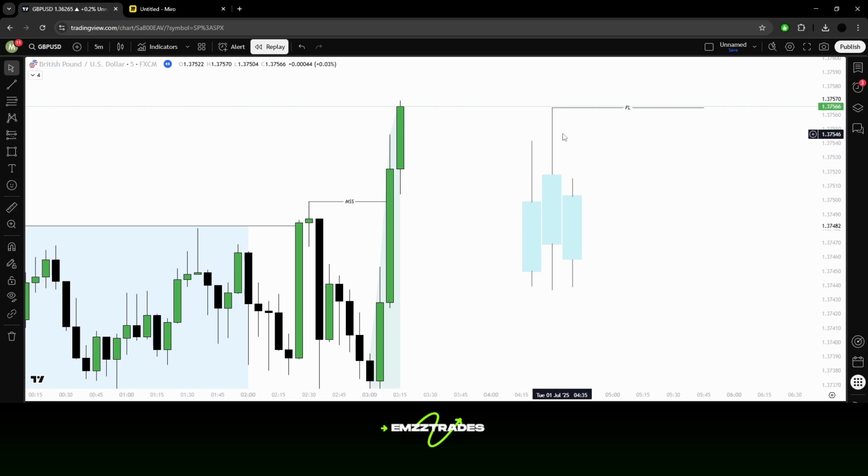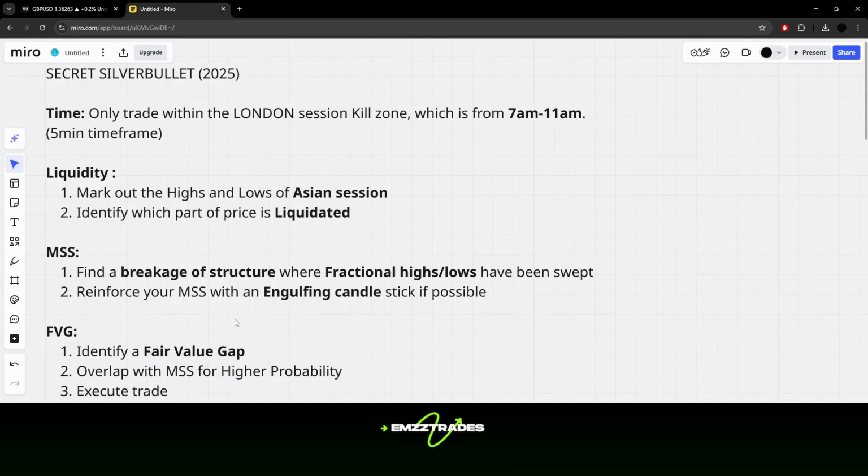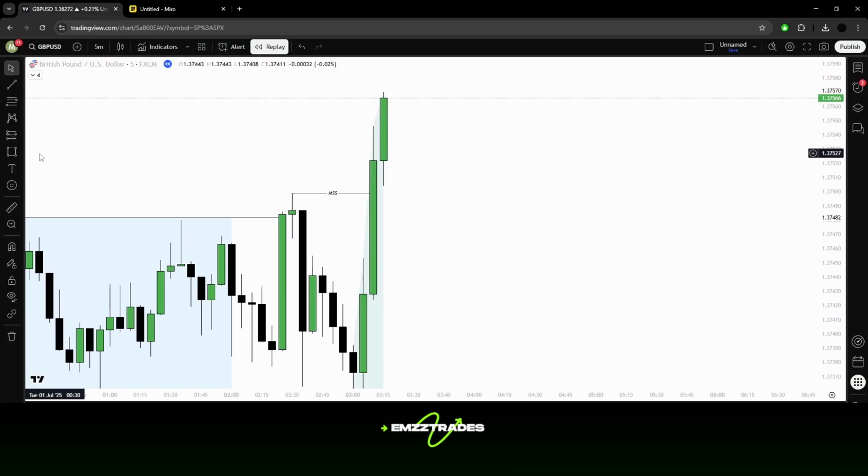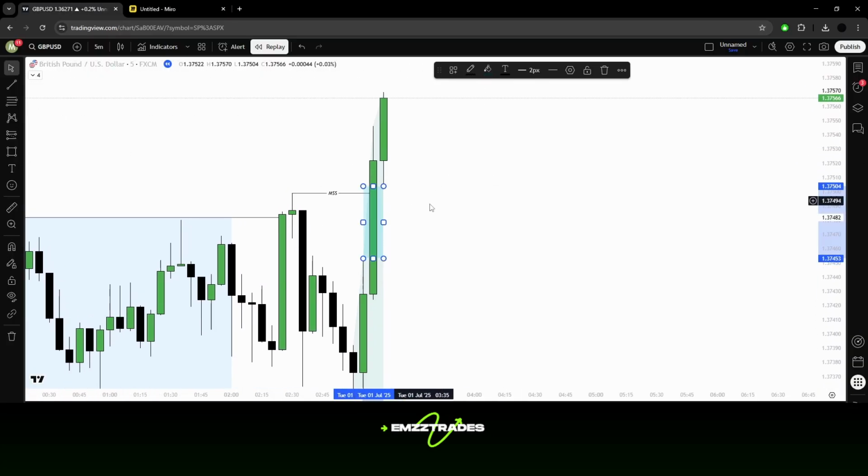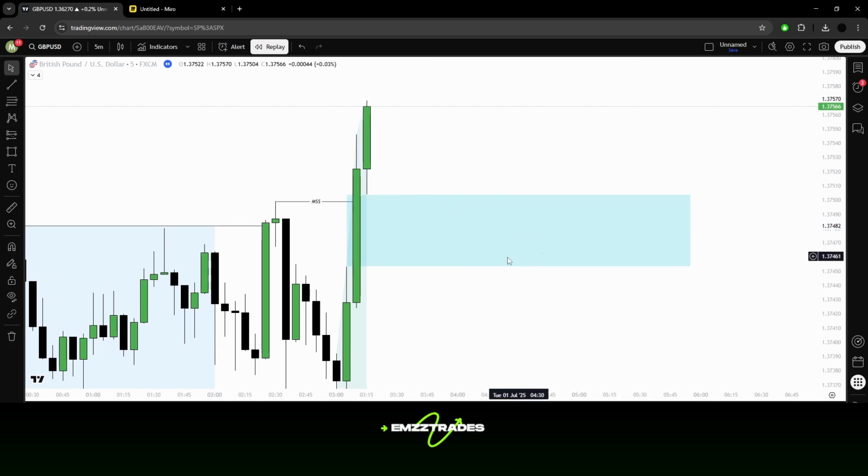So as soon as we actually got that market structure shift, what we need to do now becomes very simple, right? So we need to just identify a fair value gap, and then we can overlap the fair value gap with a market structure shift for a higher probability, and all we've got to do from then on is literally execute the trade, right? So all we've got to do now is literally execute the trade by doing this and marking out our fair value gap.